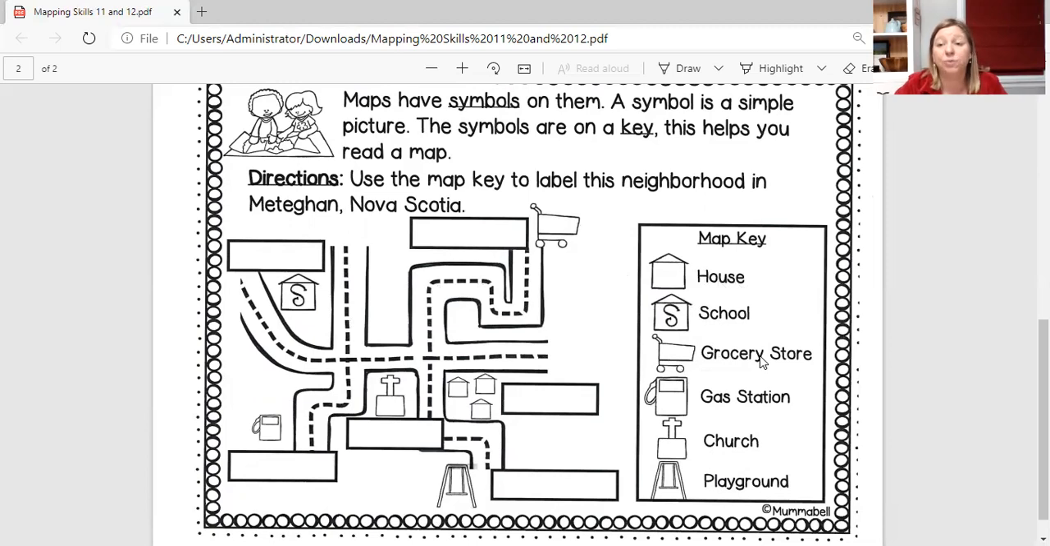Labeling a map is a really important skill. It helps so that you can understand what is on the map. For labeling a map, you must use a regular pencil, not a crayon or any other kind of color. You must use a pencil, and you must print the words as neatly as you can. All right, that's what you need to do today. So this is like a matching activity.